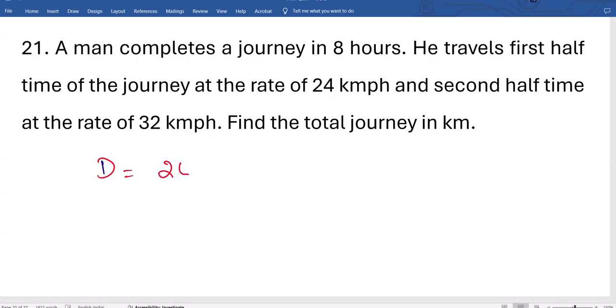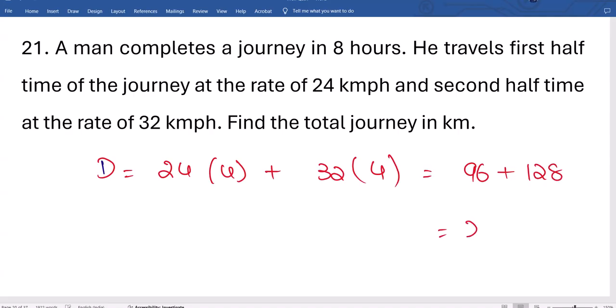Initially half of the time, means 4 hours, with 24 km per hour. Next half of the time, 4 hours, with 32 km per hour. Now what's the answer? 96 plus 128, 224. 224 kilometers. This is a very basic question.